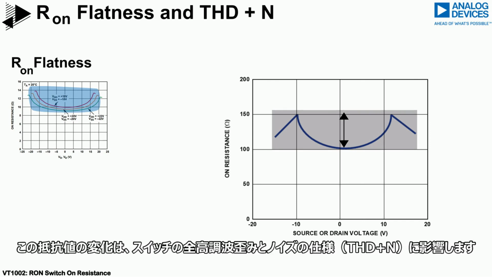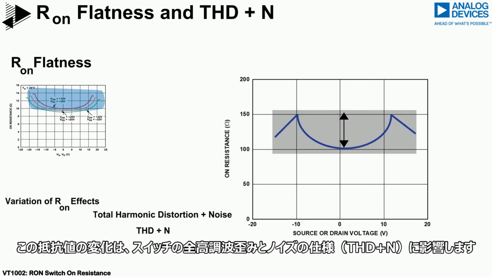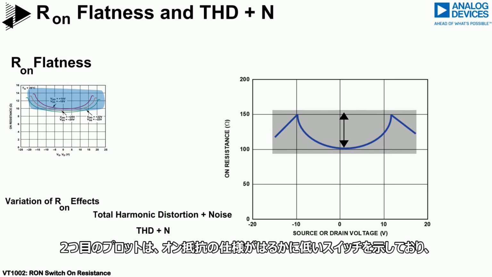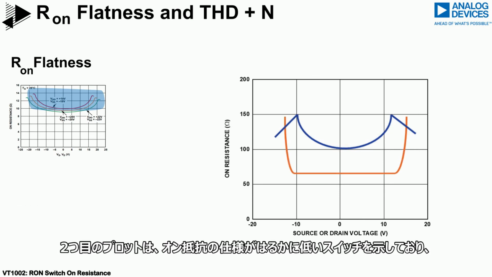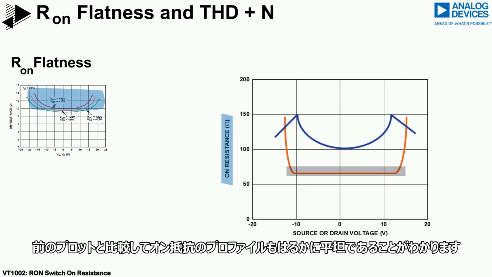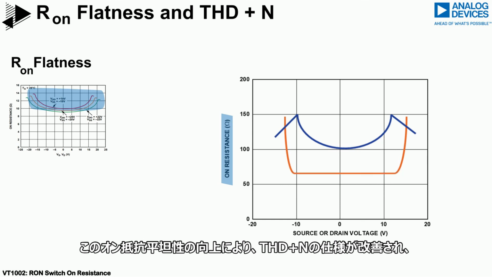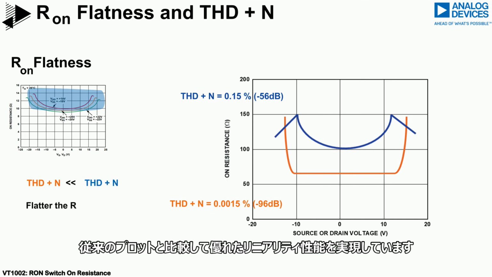This variation of resistance affects the total harmonic distortion and noise specifications of the switch, also known as THD plus N. The second plot shows a switch that has a much lower Ron specification. It can be seen that the profile of the Ron is also much flatter when compared with the previous plot. This improved Ron flatness allows for a superior THD plus N specification, enabling the switch to achieve excellent linearity performance when compared with the previous plot.